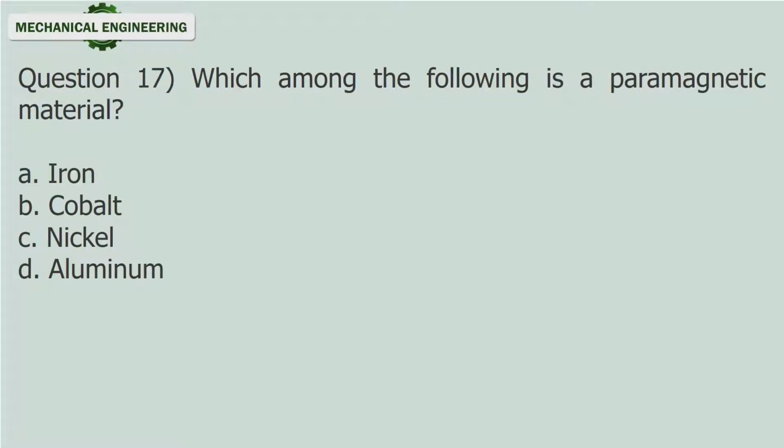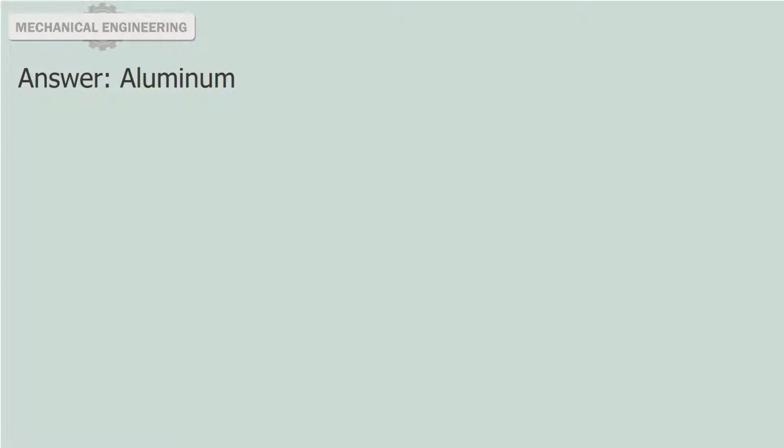Question 17. Which among the following is a paramagnetic material? A. Iron. B. Cobalt. C. Nickel. D. Aluminium. Answer: Aluminium.